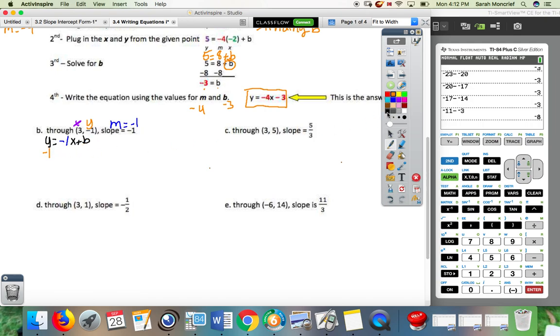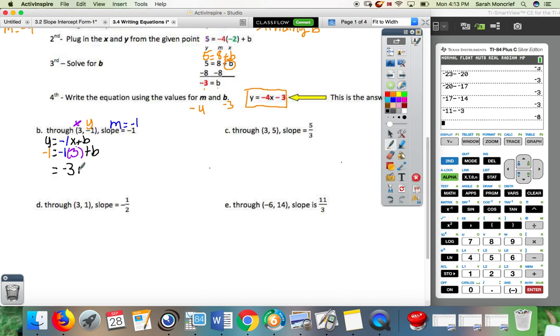So we have negative 1 is equal to, bring down the negative 1 that we multiplied with for my m, and times what? Times 3 for my x. Negative 1 times 3 plus b. And again, what are we solving for here? We are solving for b. So right now, what is negative 1 times 3? You guessed it, that is negative 3.